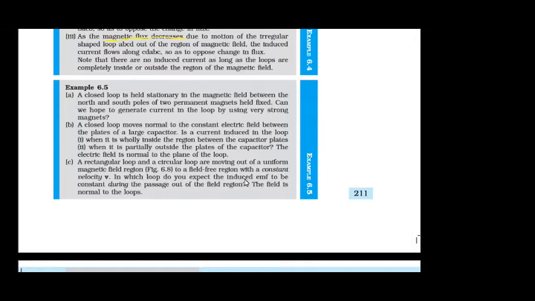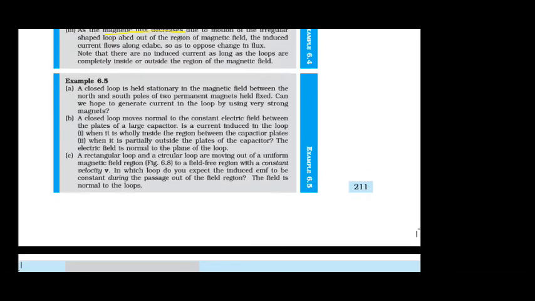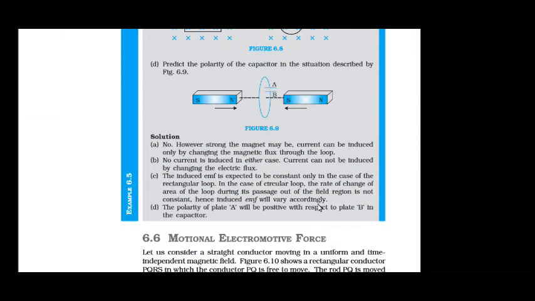So this is all about this example. Now let us move to another example. Example 6.5 A. A closed loop is held stationary in the magnetic field between the north and south poles of two permanent magnets held fixed. Can we hope to generate current in the loop by using very strong magnets? This is the question. Let us see the solution. No. However strong the magnet may be, current can be induced only by changing the magnetic flux through the loop, and in our case there is no change in magnetic flux, therefore no current is induced.